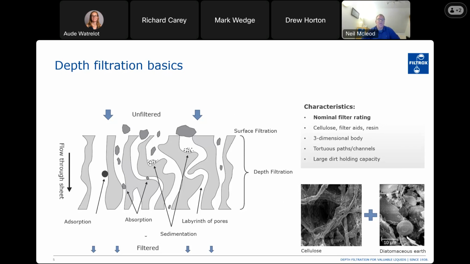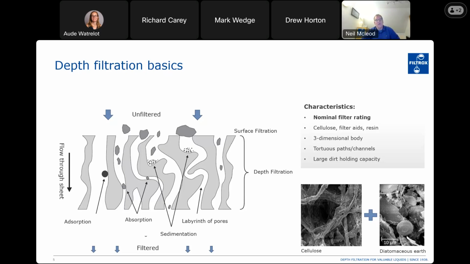And here we can see on the left, there's a crude picture of a depth filter. The unfiltered wine would be entering from the top, and the larger particles would be trapped and won't enter due to the surface gaps. And then once the wine with the contaminant starts flowing through the depth, we start trapping smaller particulate. We can start absorbing, with the products sticking to the walls of the fibers and being trapped in the smaller channels.